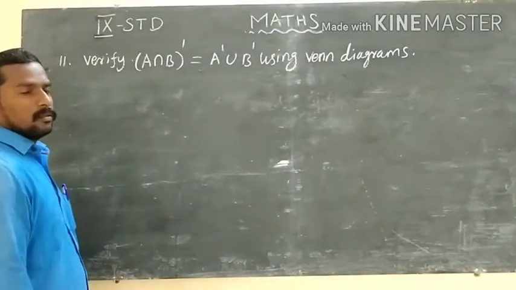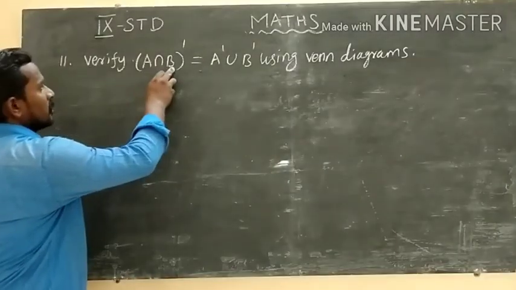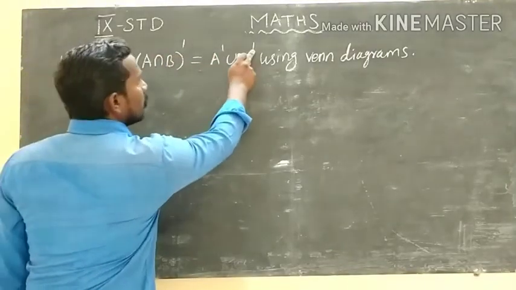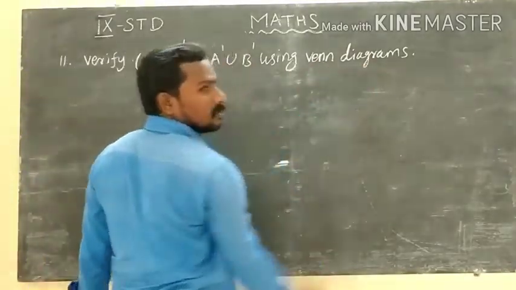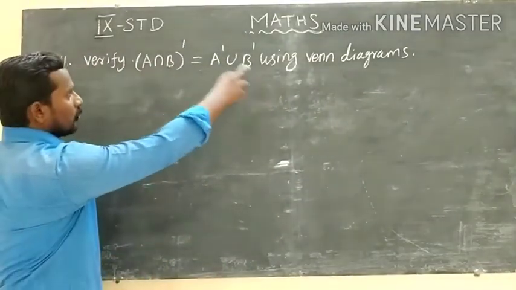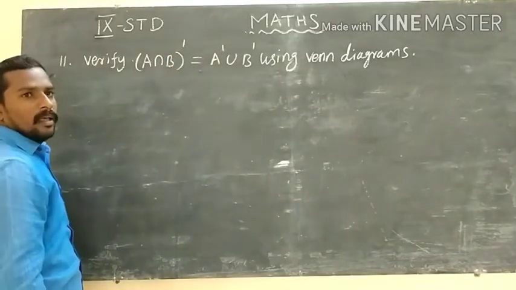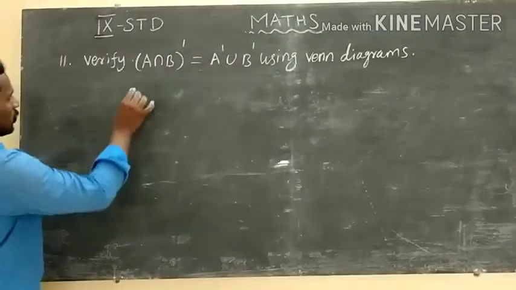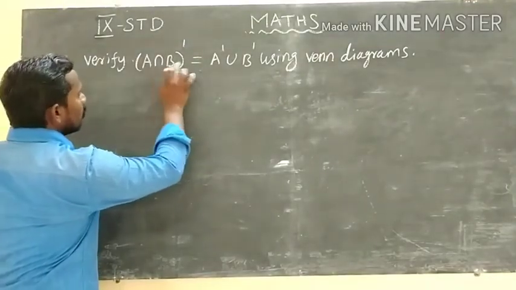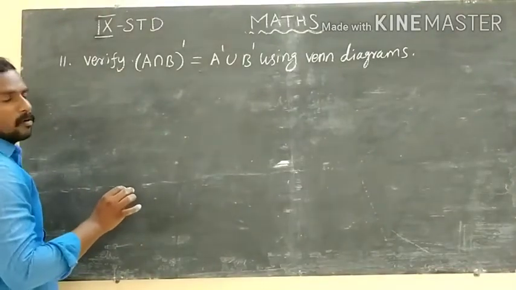Okay, dear students. 11th question. Verify A intersection B, the whole complement, equals A complement union B complement, using Venn diagrams. So verification using the Venn diagram. We already told that the complement exists, so we want to draw the universal set. First, consider the number of sets, only A and B. So we want to draw two circles with overlapping.